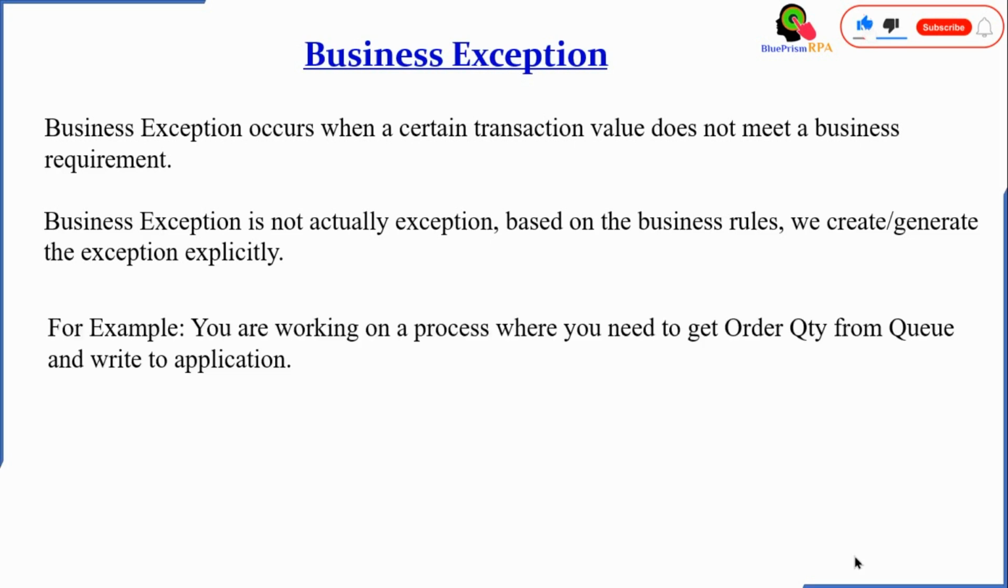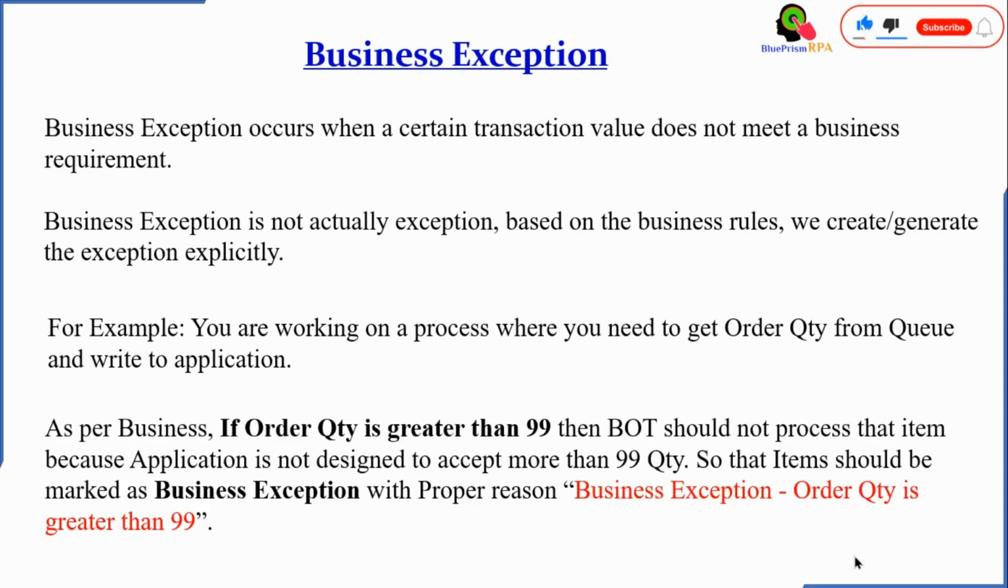For example, you are working on a process where you need to get order quantity from queue and write to application. As per business, if order quantity is greater than 99, then bot should not process that item because application is not designed to accept more than 99 quantity. So that item should be marked as a business exception with the proper reason, and the reason will be business exception hyphen order quantity is greater than 99.